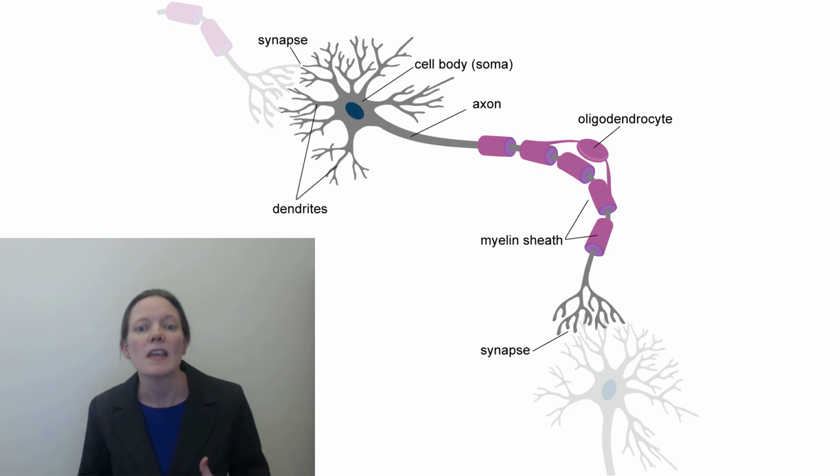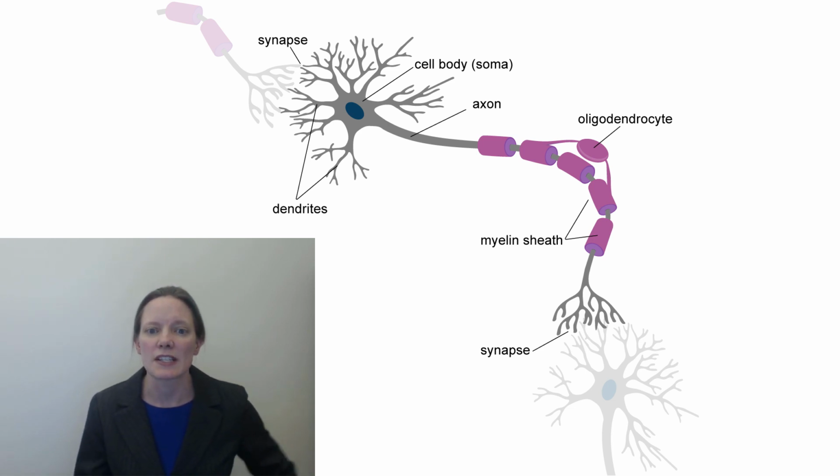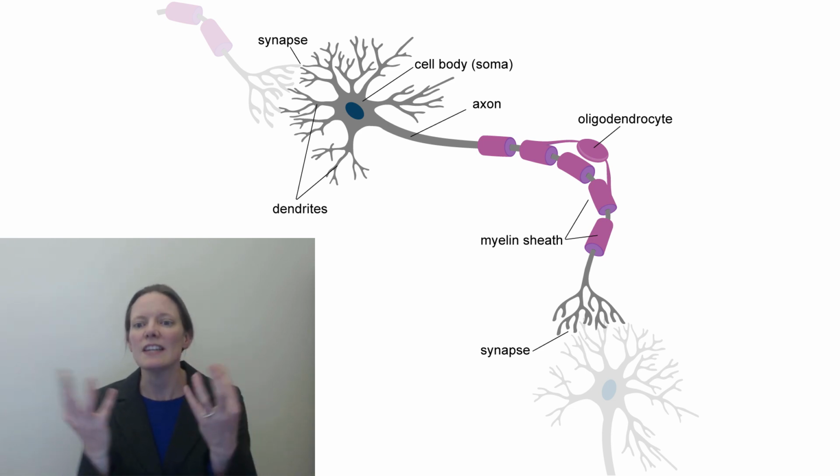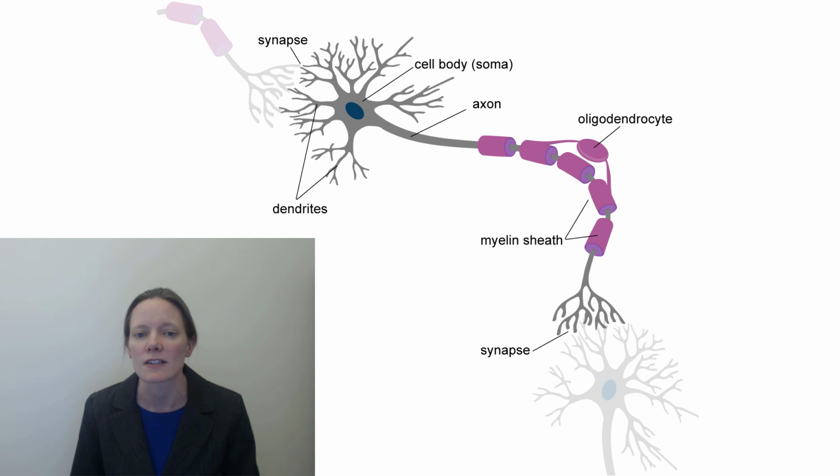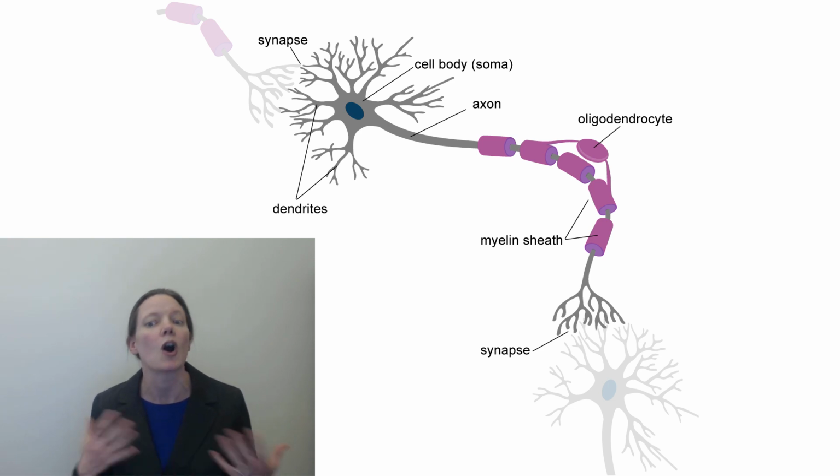Coming off the cell body, you can see many thin branches called dendrites. Dendrites act as information receivers. This is where the neuron will receive input signals coming from other neurons. This entire set of dendrites is often referred to as a dendritic tree, or arbor.